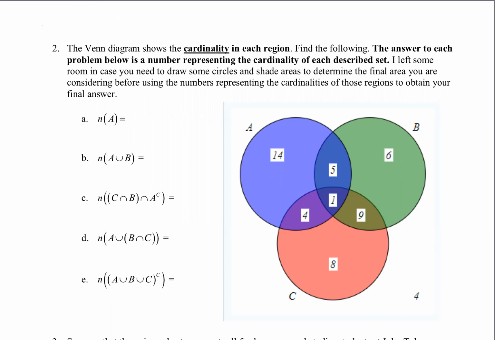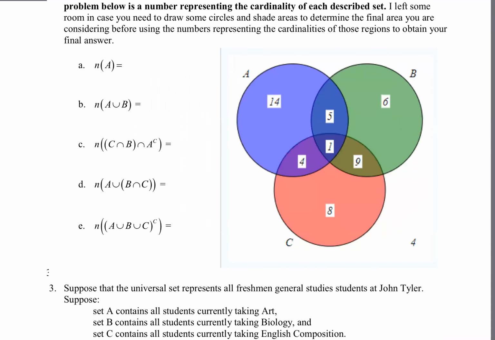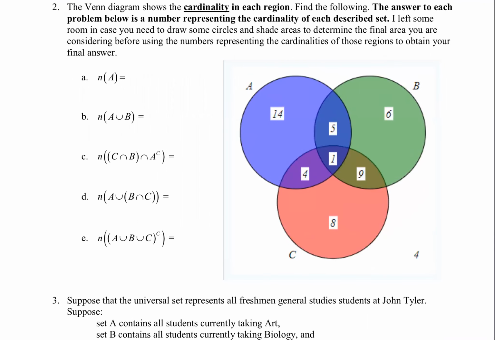So I'm going to first scroll this up so we have all of it to look at. So here is number 2 as a whole. Okay, so the number of elements in A is going to be 14 plus 5 plus 1 plus 4. It's physically all of those elements that are in that A bubble. And this is not a set, this is a number.